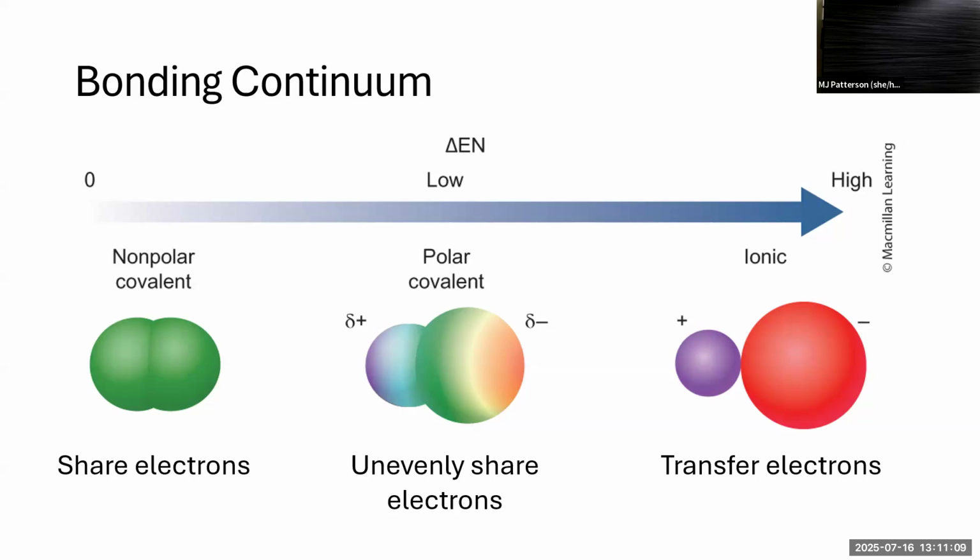So when we unevenly share the electrons, it just means that the electrons are found more often in one atom's orbitals than in the other atom's orbitals.